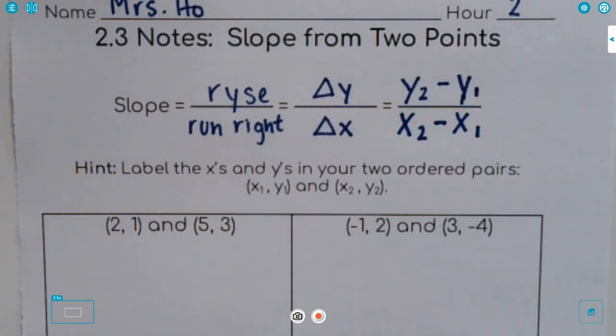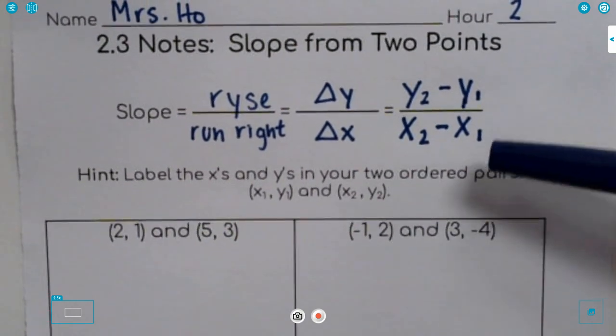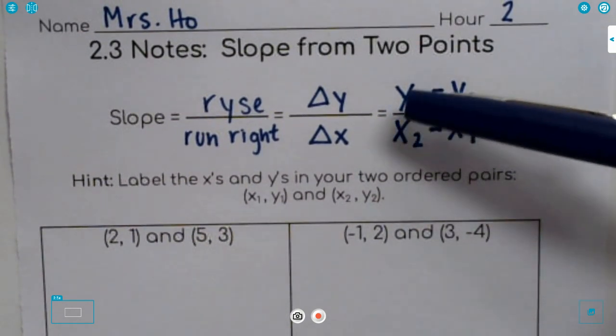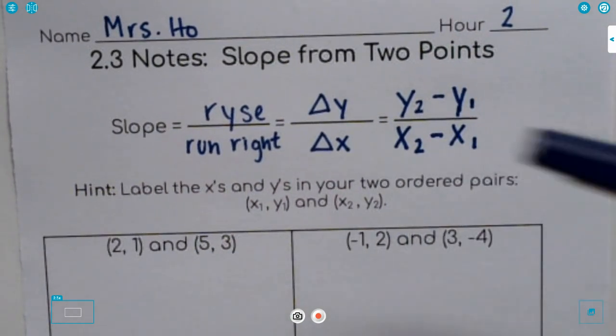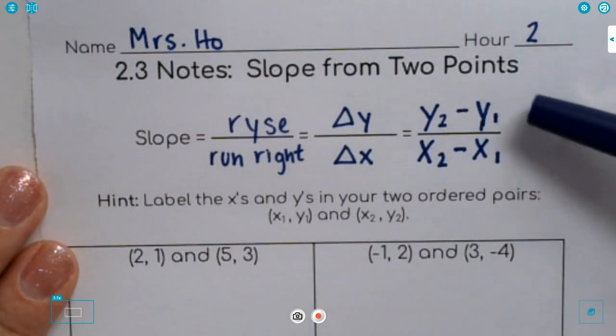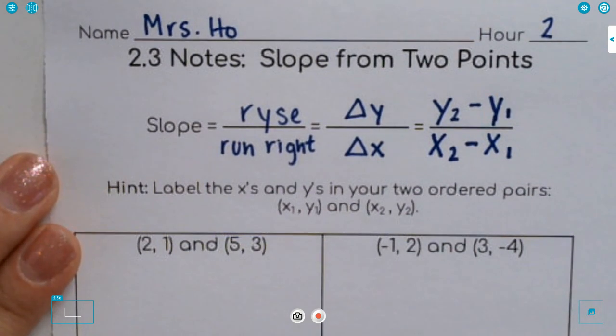So things that we need to remember. Y's always go on top. X's always go on bottom. And then it's always the second minus the first, the second minus the first. So rise is Y's, change in Y's is Y's, Y2 minus Y1 is Y's. Y's always go on top. Okay, I put a little hint here.